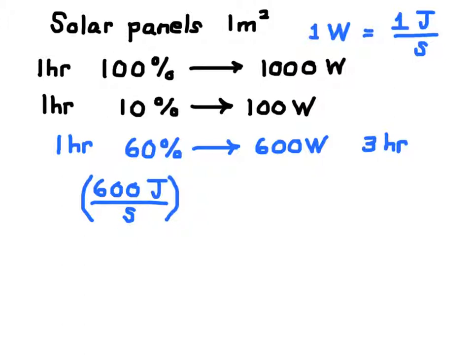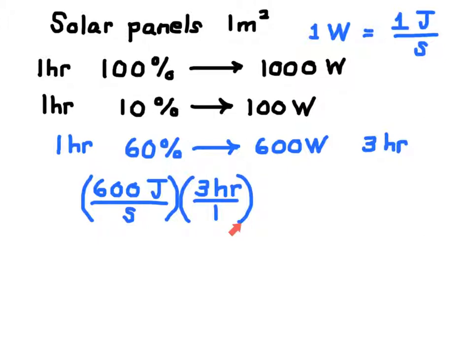Okay, so we get this for 3 hours. So I'm going to say this is in 3 hours. So we have to multiply it by 3. And I'm writing these all as fractions. So what I'm saying here is that this 600 watts, or 600 joules per second, is what we get in an hour. So we must multiply it by 3 hours, so we get 3 times that.